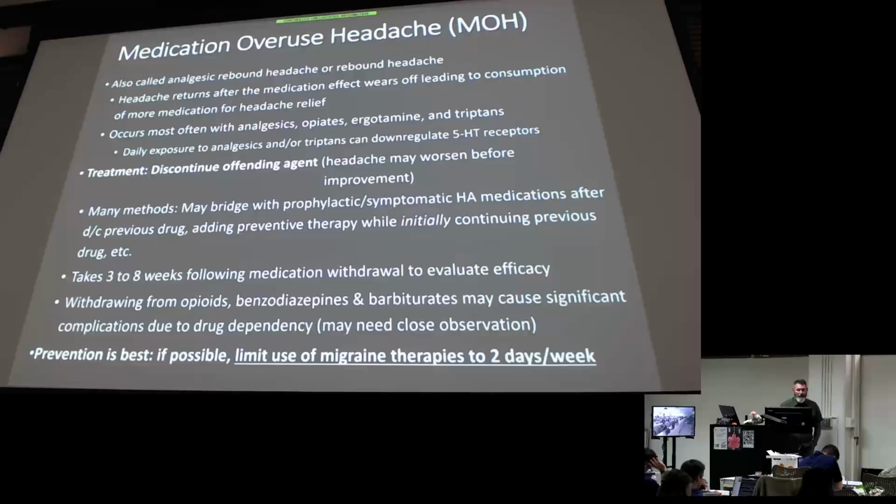We get them off of the medication that they've been taking too often, right? Right there in the middle. Treatment for medication overuse is to discontinue the offending agent, unfortunately. Take them off of it and then we go to something else. You'll hear medication overuse headache called a rebound headache or an analgesic rebound headache. All of them mean the same thing. You've been taking acute abortive medications, and then when you come off of them, you get a headache because you're taking them over and over again.